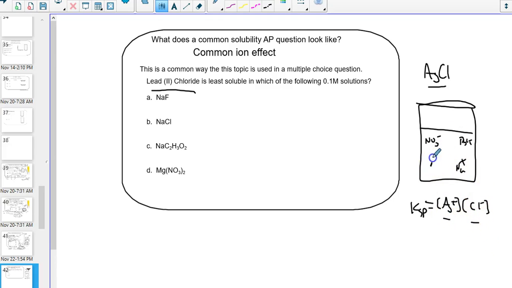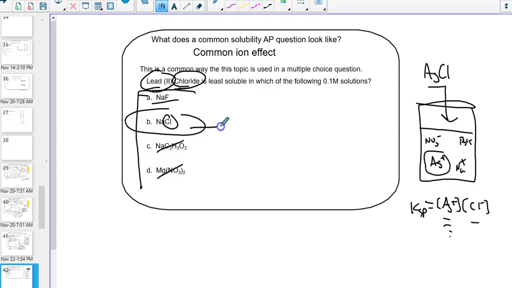But if there are some of these already present, then you should be realizing that I have less room in this thing. All right? I don't have enough spots, like a parking lot, and some of them are already taken. Okay? So with that being said, the one that I'm least soluble in will be the one where there's already, now this is lead chloride, the one where there's already some of those present. Sodium fluoride, nope. Sodium chloride, this has a chloride ion. Sodium chloride, this is the answer. Why? We call this the common ion effect because there is already a common ion present.